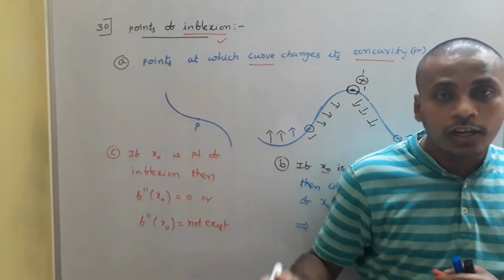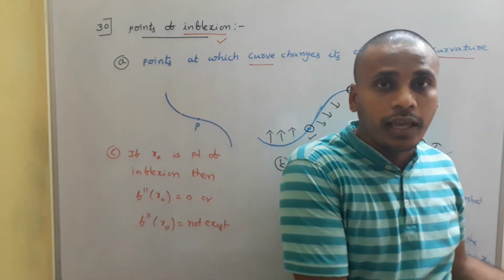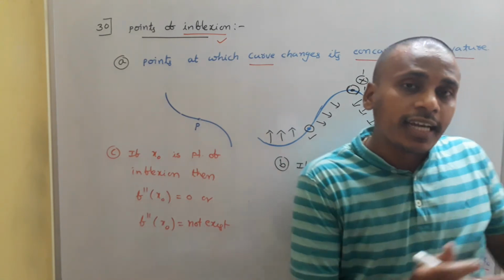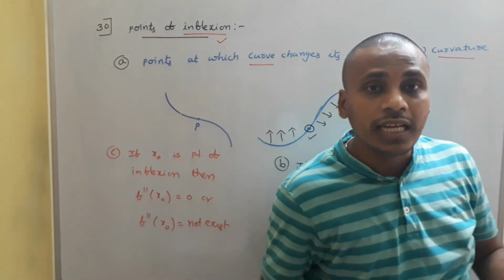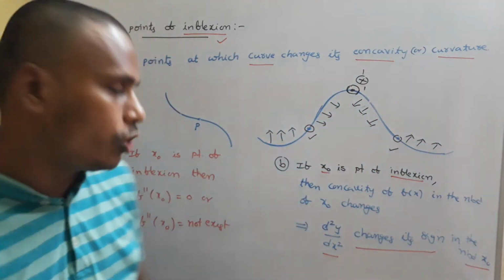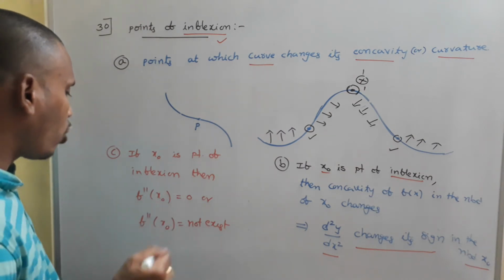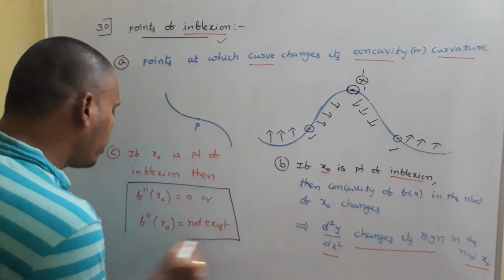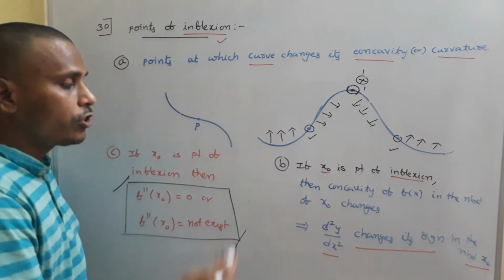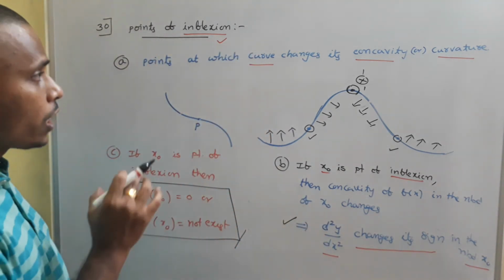If on the left side of x naught the second derivative is positive, then on the right side of x naught the second derivative will be negative. If on the left side of x naught the second derivative is negative, then on the right side of x naught the second derivative is positive. It changes its sign, but exactly at x naught the second derivative value is 0. So to find the point of inflection, usually we use this idea. First we use this idea to find x naught, and then we check whether it is changing its sign or not in the neighborhood of x naught.